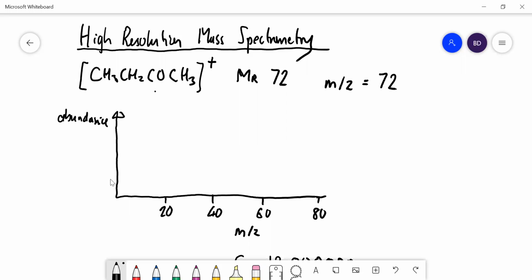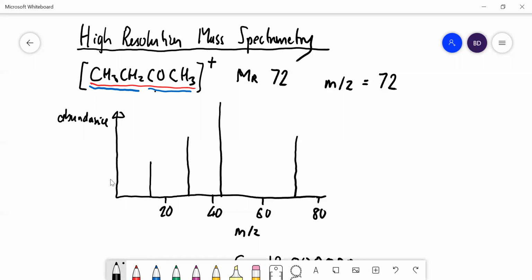You get a peak at 72. You'd also get some smaller peaks because this would fragment. So you're probably going to get one at 15 for the methyl bit. That bit there all adds up to 29, so you get a peak there. I'm just making up the abundances of these. And that other bit there, I think, is 43, so you get another peak there.